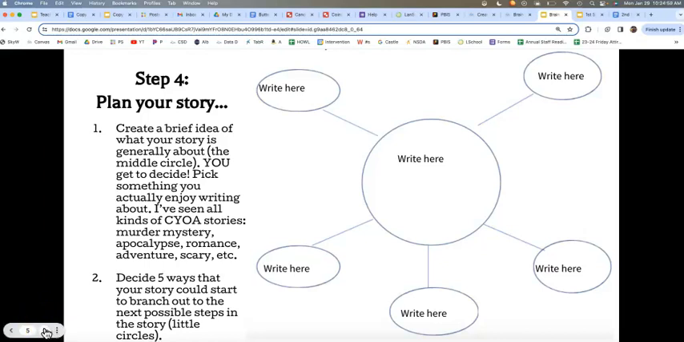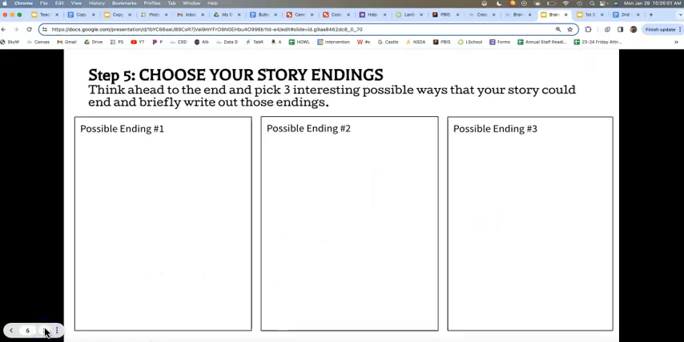Then, this is going to be a little bit weird, but you're actually going to then skip ahead to the endings. You're going to think all the way, what are 3 possible ways that my story might finish? So on my murder mystery one, maybe the detective ends up getting murdered by the end, which could be a cool plot twist. Or maybe one of the endings is the murderer got away. Or maybe one of the endings is they actually found the correct criminal, right? But really, anything goes here.